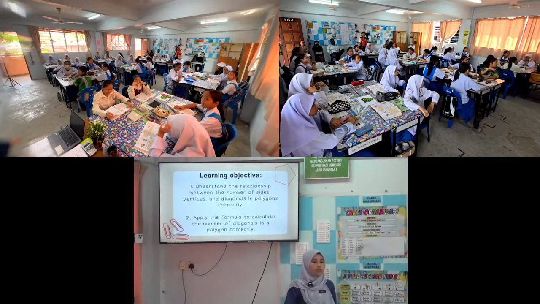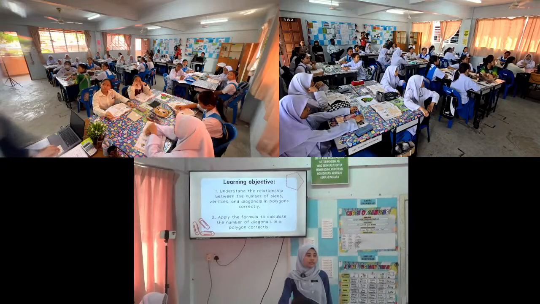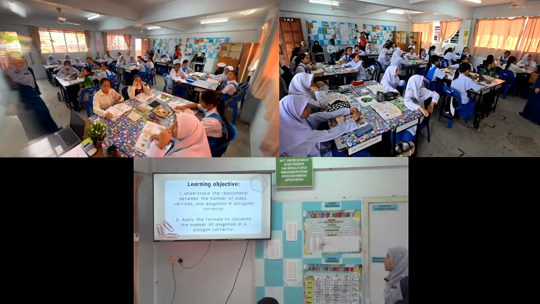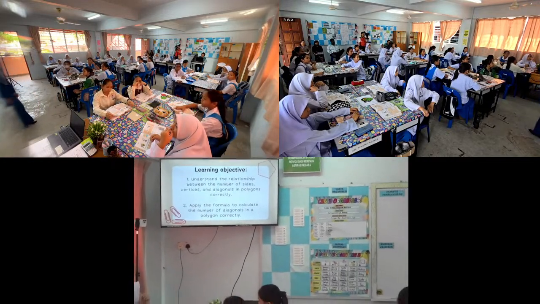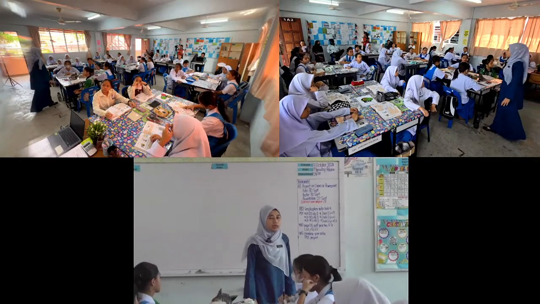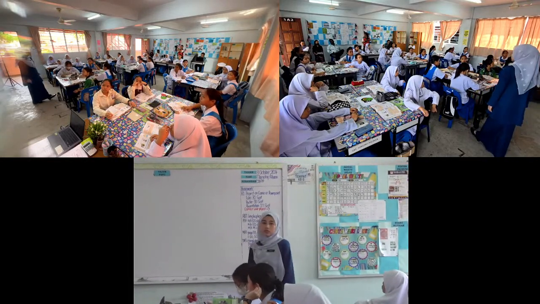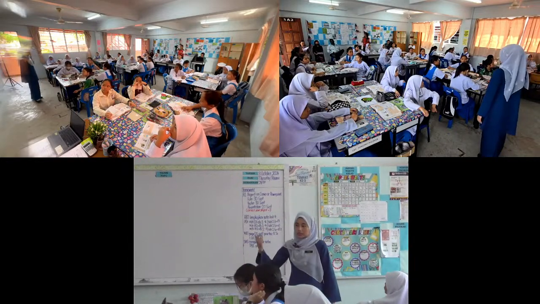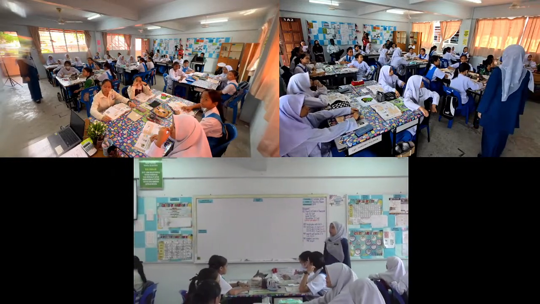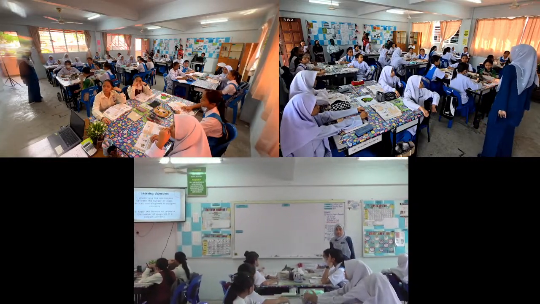So also we have learning objectives. We have 2 learning objectives. The first thing is you need to understand the relationship between the number of sides, vertices and diagonals in a polygon correctly. Alright, the second one is you need to apply the formula. Later in our lesson you will see the formula you can use to calculate those 3 important things just now: vertices, diagonals and sides. Apply the formula to calculate the number of diagonals in a polygon correctly. Alright, get it for this one? Alright.